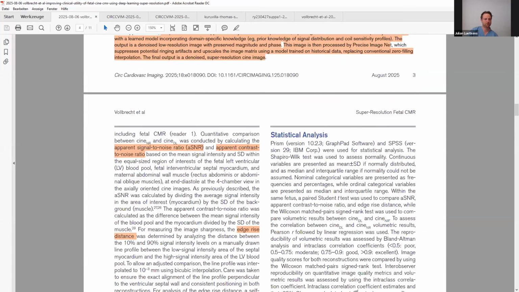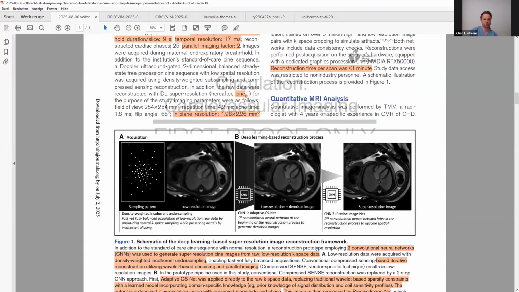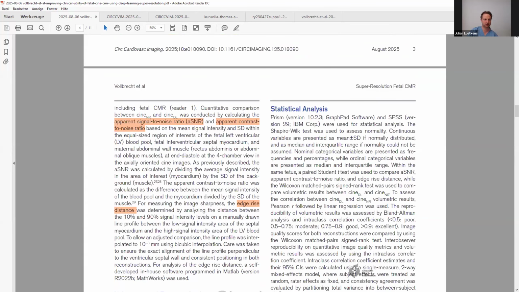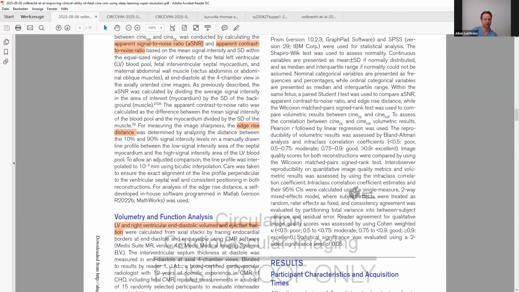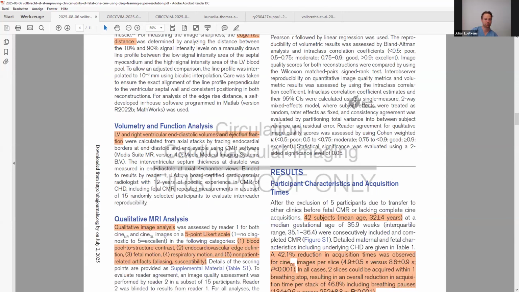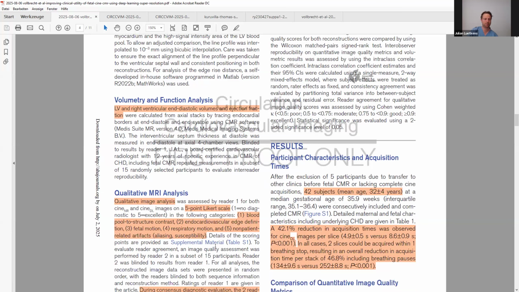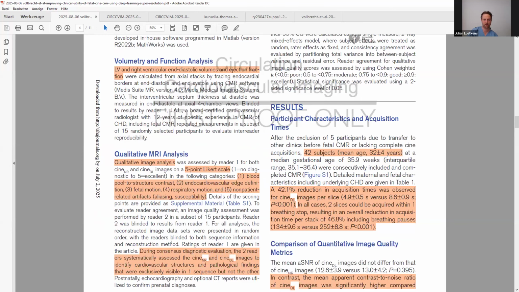Then we did quantitative analysis of all the data. We calculated apparent SNR and apparent CNR. We also evaluated edge rise distance, and we did volumetry and also functional analysis of our fetuses. And we also did a qualitative analysis where we rated different categories like blood pool to structure contrast, the edge definition, and different kinds of artifacts in both imaging stacks. And we also looked for additional findings.